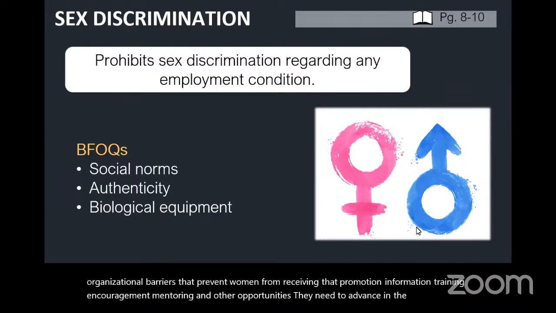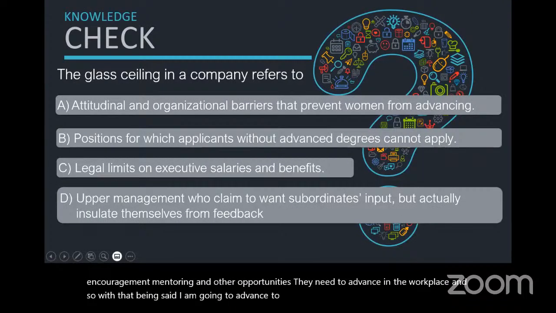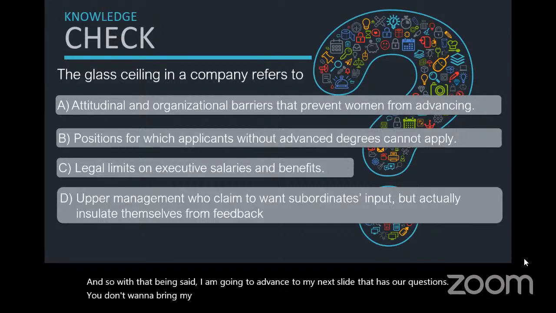And with that being said, I am going to advance to my next slide that has our questions, and I'm going to bring my poll over here and launch it. You all should see it. So the question is, the glass ceiling in a company refers to what?